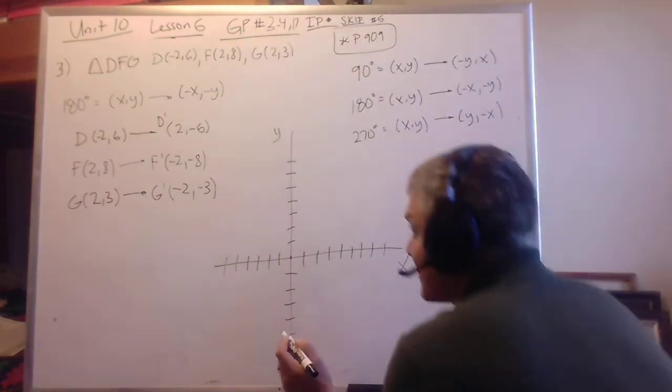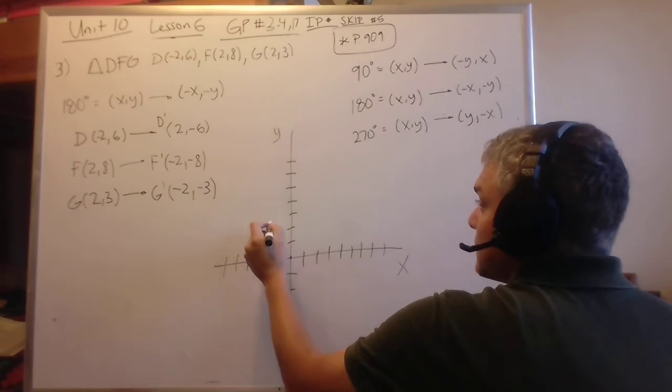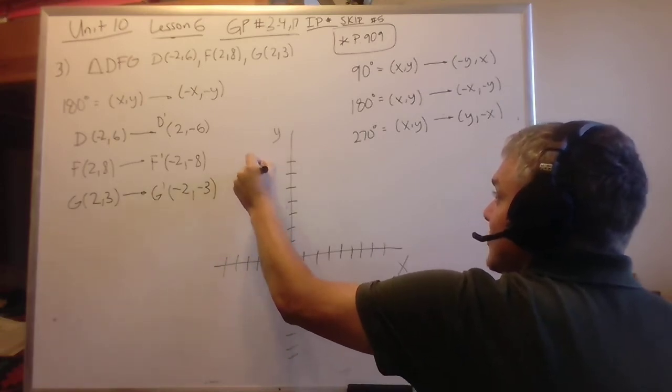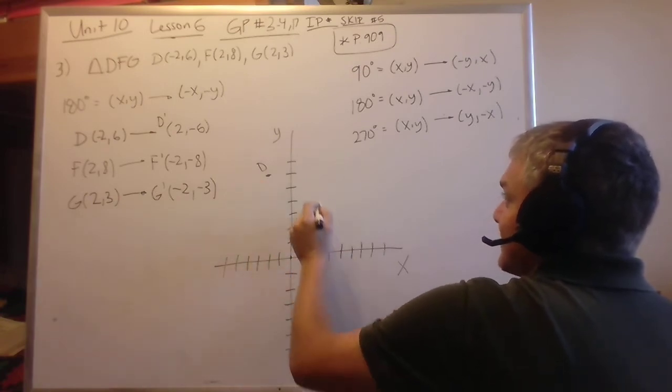So I'm graphing the original. D is at negative 2, 6. 2, 3, 4, 5, 6. So it's right here. D's right there. Point F, or vertex F, is at 2, 8.